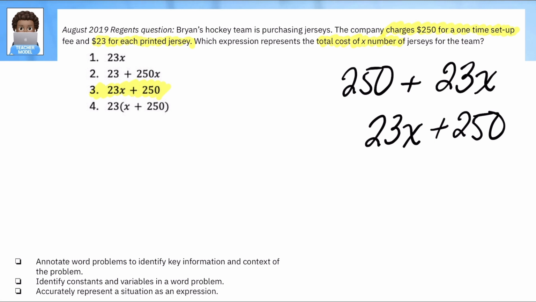So what would be a common mistake here? It could be that some people don't know if the X goes behind the 250 or the 23. Remember, X is just the number of jerseys, meaning how many jerseys I'm going to buy. And it's $23 for each jersey. So that's why I have 23X.